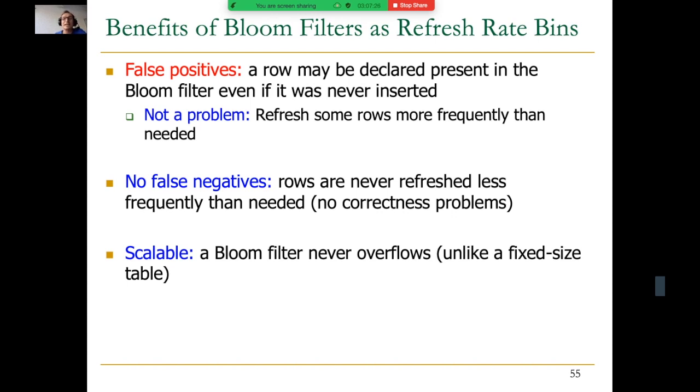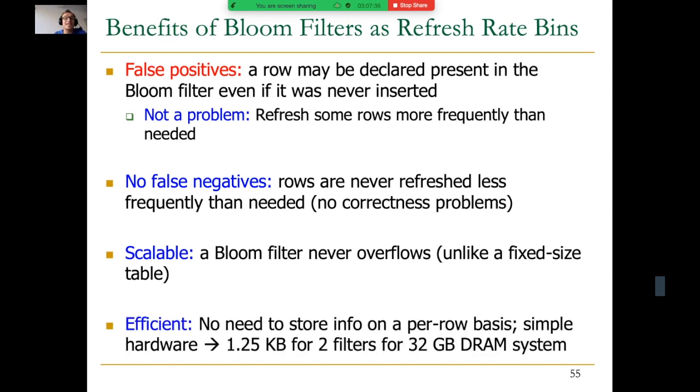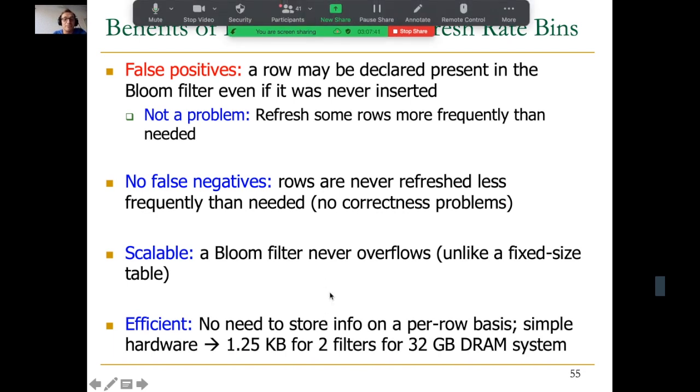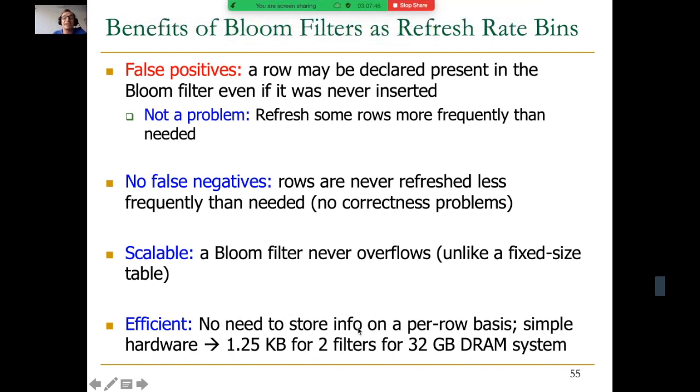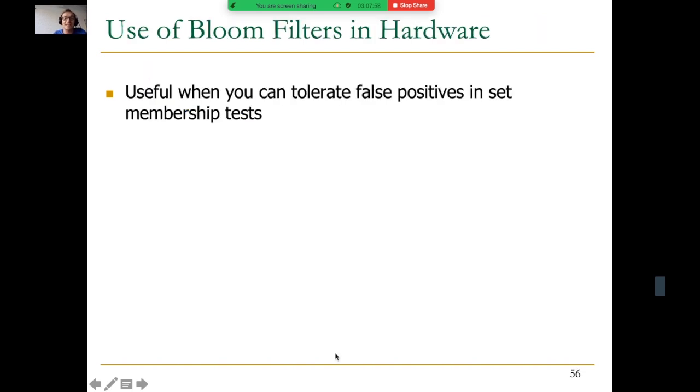But a Bloom filter, by adding approximation to its set membership determination mechanism, becomes much more scalable than a fixed size table. And that's one of the reasons why we picked Bloom filters inside the memory controller in this case also. And also it's efficient. There's no need to store the information on a per row basis. It's simple hardware. As you can see, the paper actually analyzed a lot of Bloom filter configurations, and we decided a 1.25 kilobyte configuration with 2 filters for a 32 gigabyte DRAM system is actually very nice. Okay, so use of Bloom filters in hardware is actually very nice.